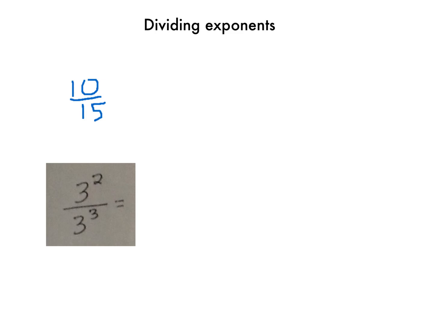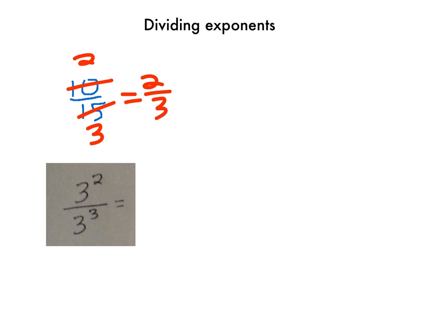Dividing exponents. Let's look at this fraction first before we look at exponents. How would you simplify 10/15ths? Some of you will know 5 can go into both of them. How many 5s go into 10? 2 of them. How many 5s go into 15? 3 of them. So we have an answer of 2/3.